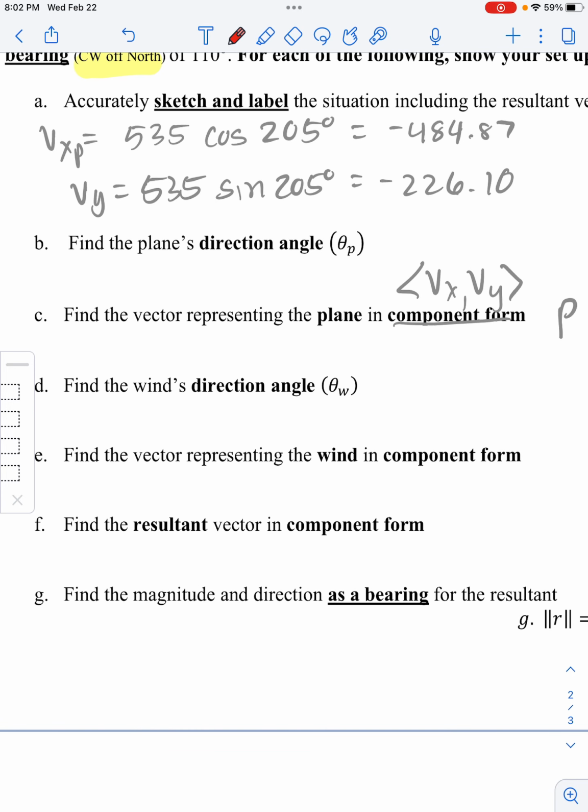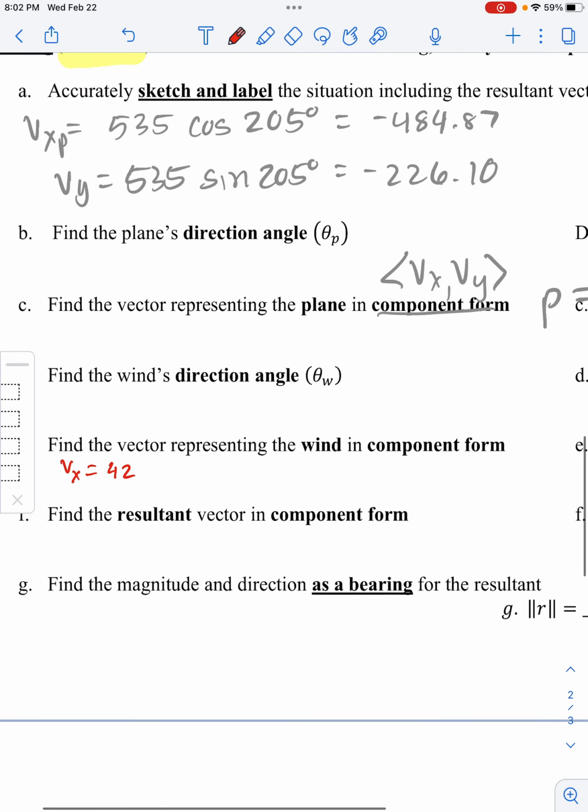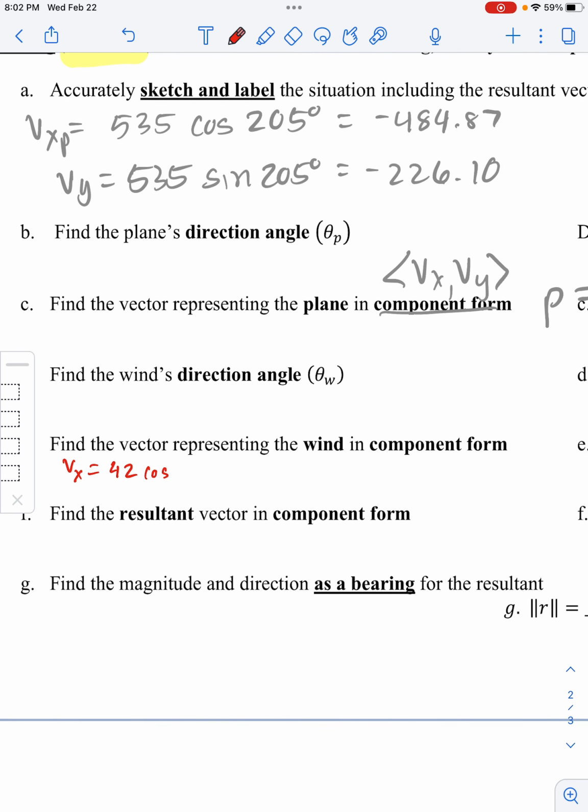Find the vector for wind in component form. Alrighty, so the x component for my wind is going to be my miles per hour, which I felt like was 42, yes, times the cosine.